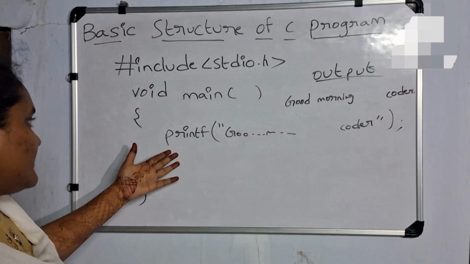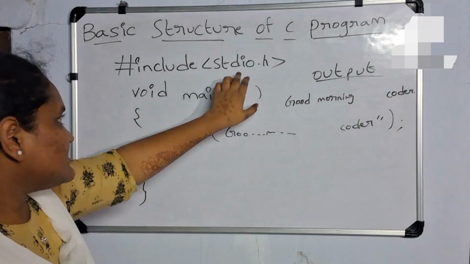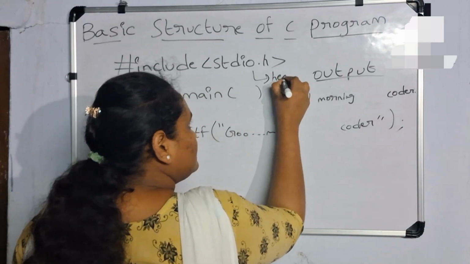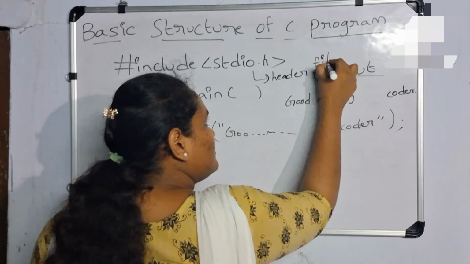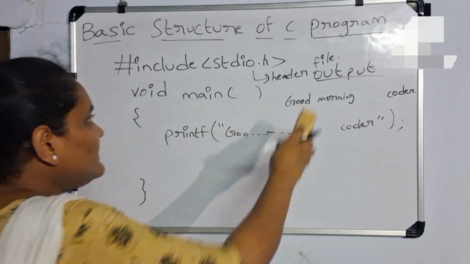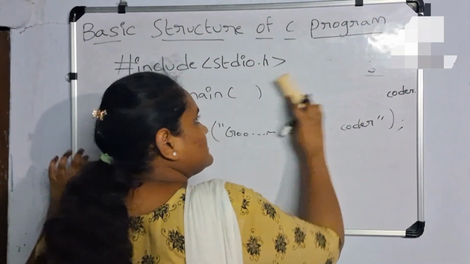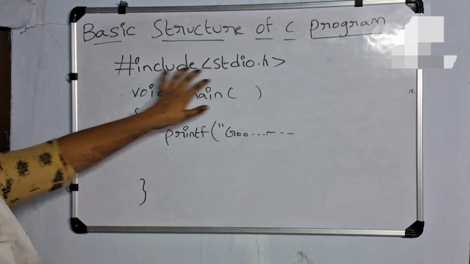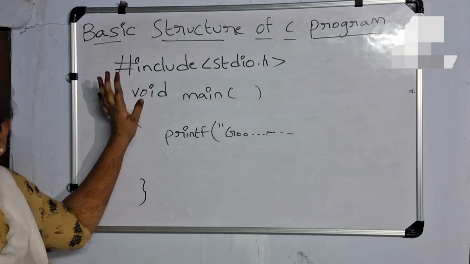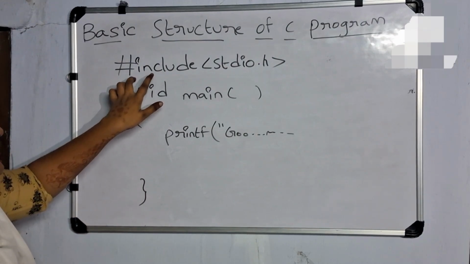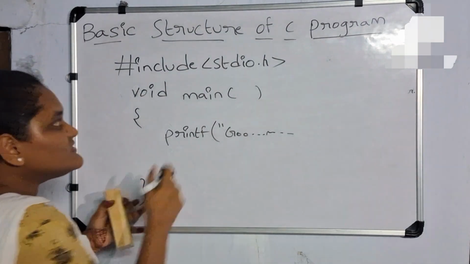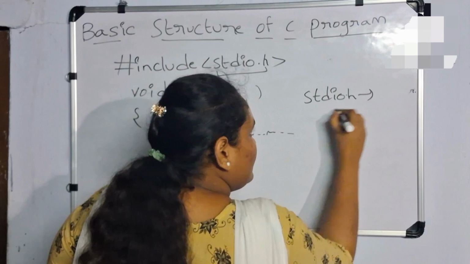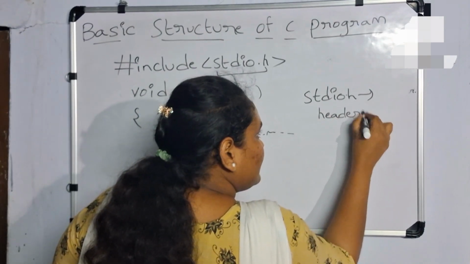So that is the main function printf. And yeah, coming to this stdio.h, this is called a header file. Basically, by this line, we are just including #include. This complete thing is called a preprocessor directive, and we are including this file. This part, stdio.h, is called a header file.